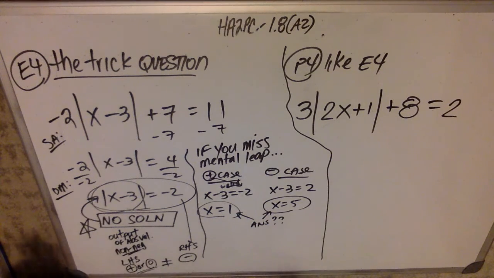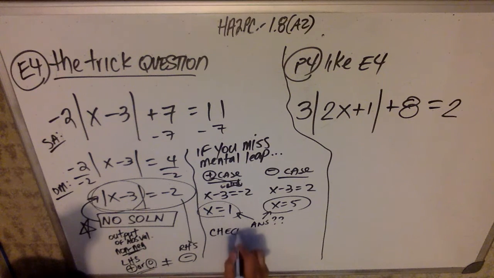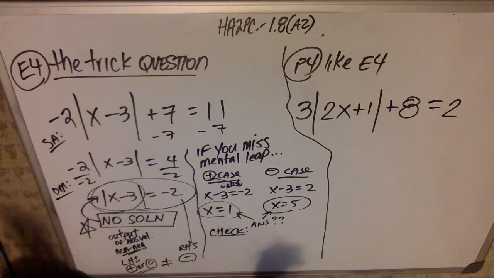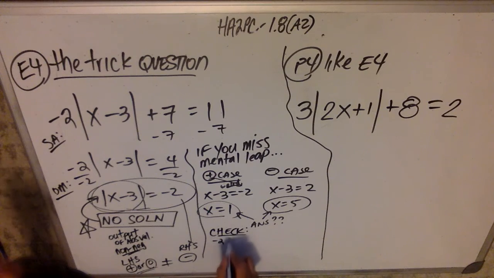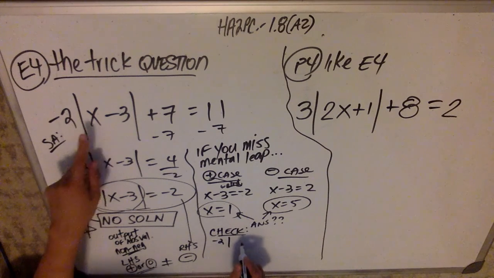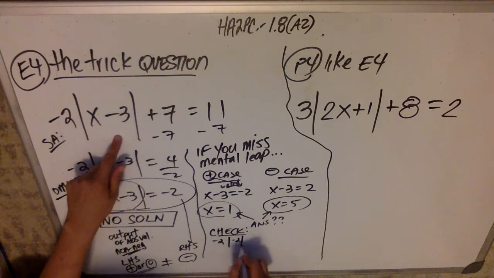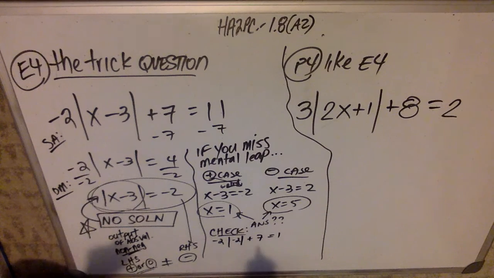Well, they're not answers, because if you go back and check the original statement, they're not going to work. It might seem like you got an answer, but if you check them, you're going to get negative 2 times the absolute value of 1 minus 3, which is the absolute value of negative 2, plus 7, which should give you 11, right?